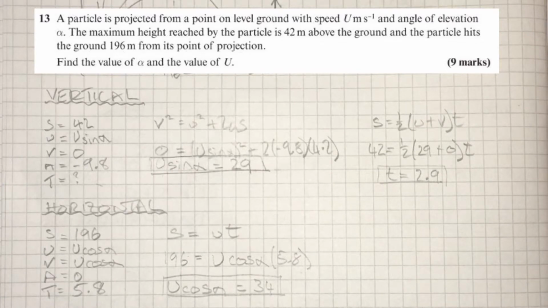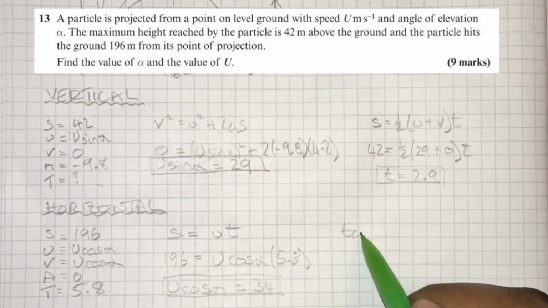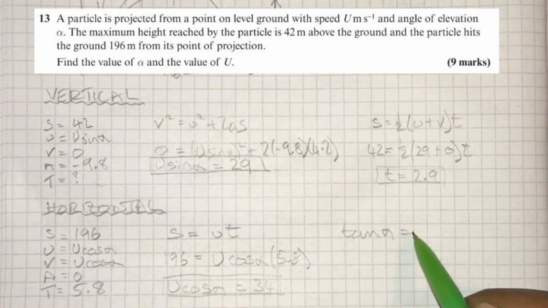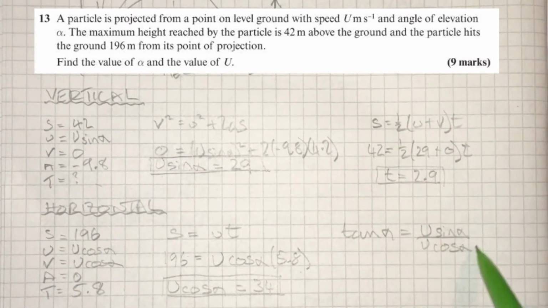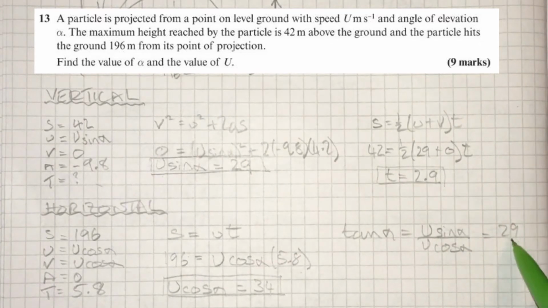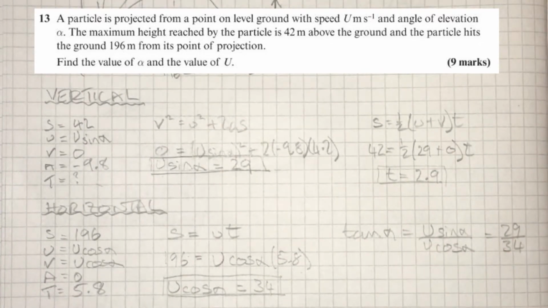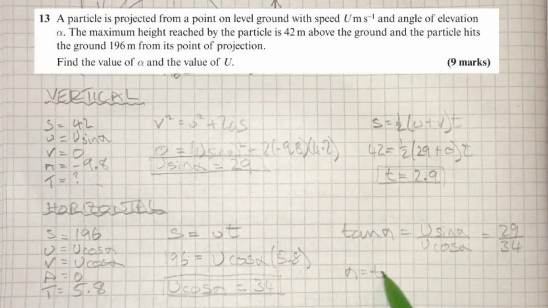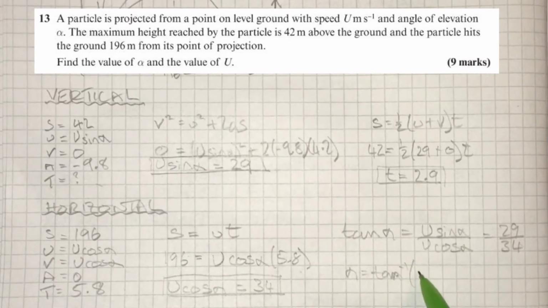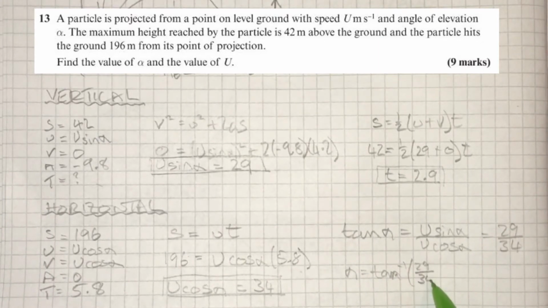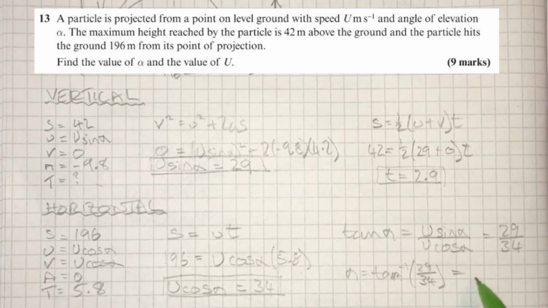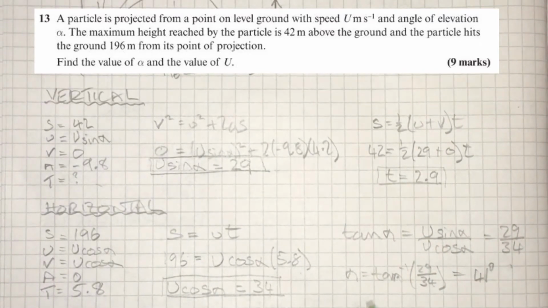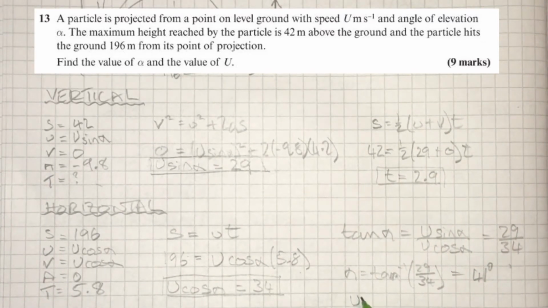Okay, we were out to find alpha and to find the value for u. Well, we've got u sine alpha and we've got u cosine alpha. Instantly, I start to think, how can I combine them into tan? Just dividing one by the other, I should get an expression for tan alpha. 29 over 34. Inverse tan gives me my answer for alpha, and alpha will equal 41 degrees to two significant figures.